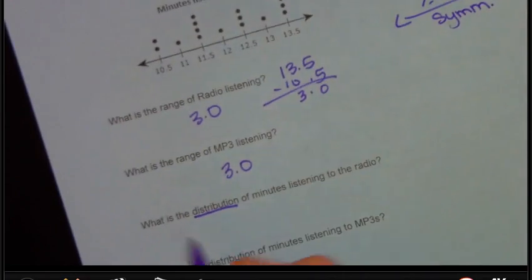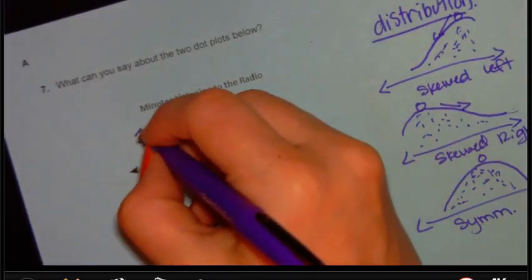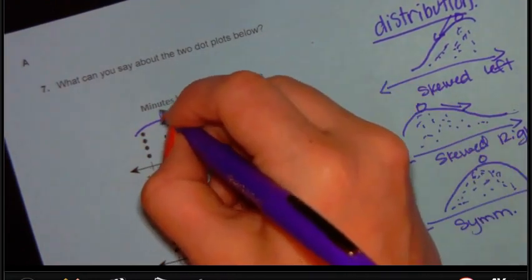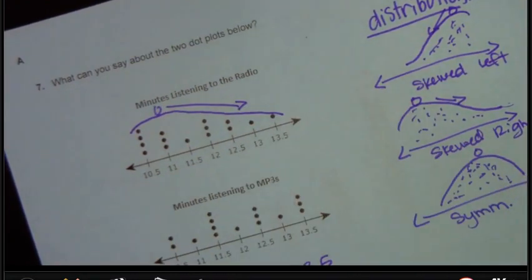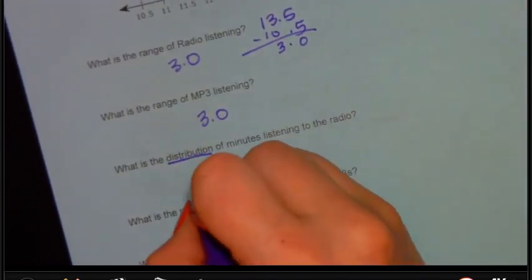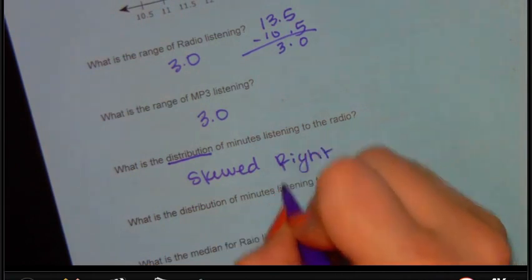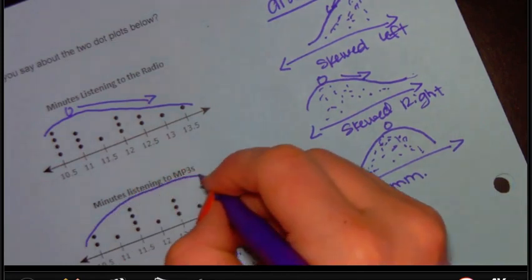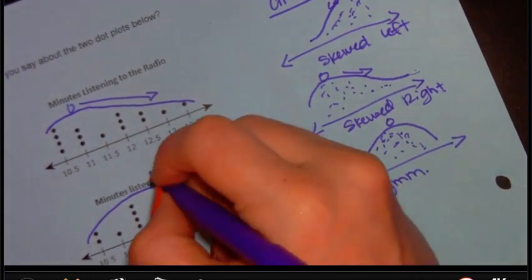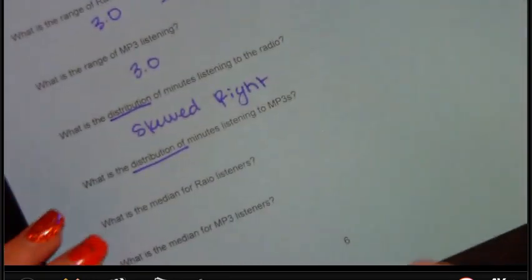All right, so it's asking, what is the distribution of minutes listened to the radio? So if I were to draw my hill for the radio, it looks like my ball is going to be going towards the right, which means it's going to be skewed right. It wants to know the distribution for MP3. Well, let's take a look. If I were to draw a hill for MP3, I kind of get all of my stuff here in the middle, a few on the outside per se. But when I draw the hill, I've got an almost perfect little hill, which means my MP3 is going to be symmetrical.